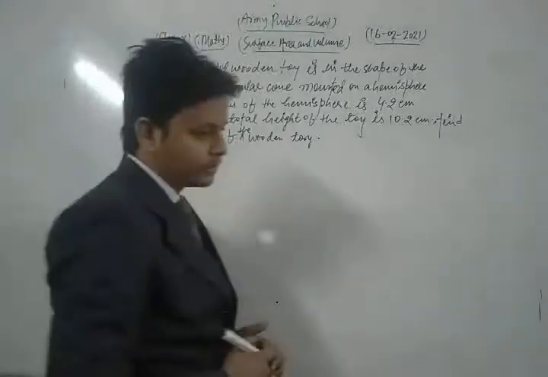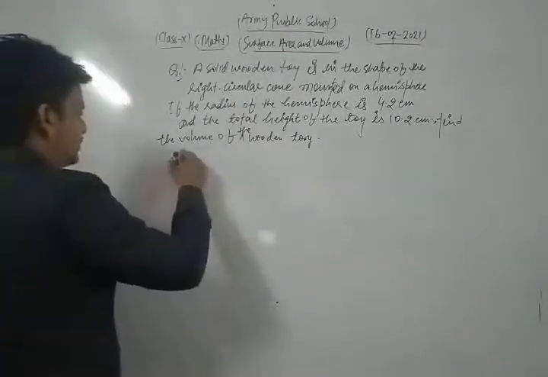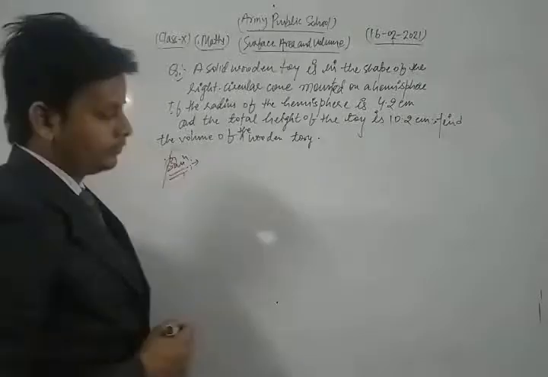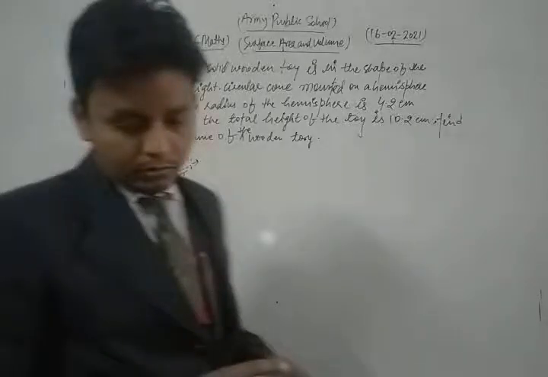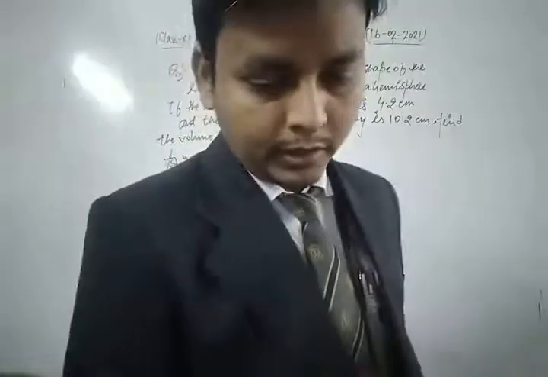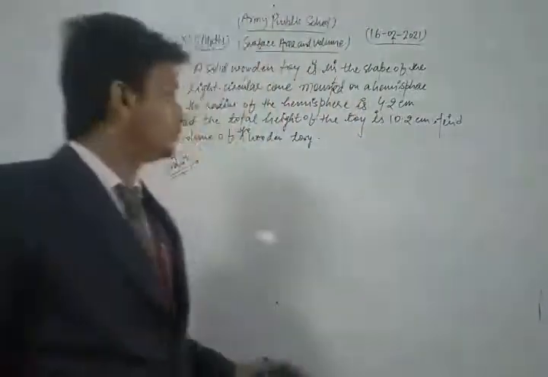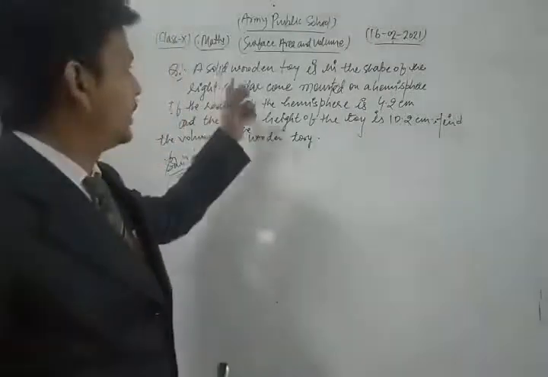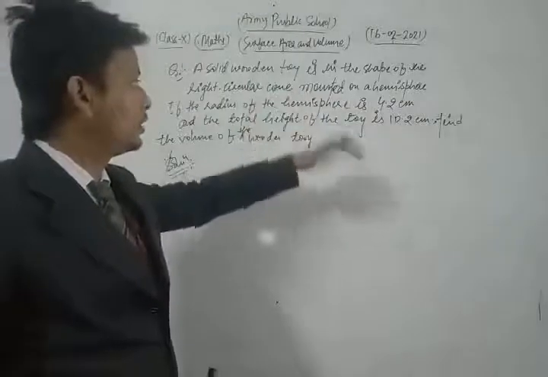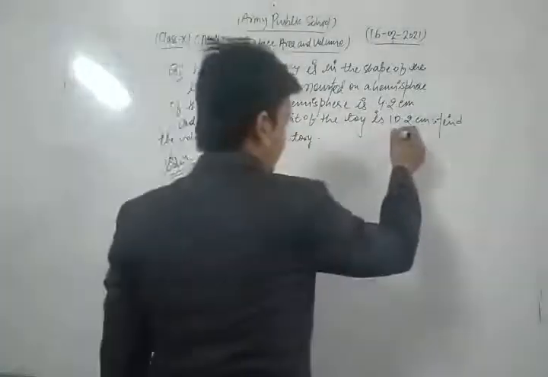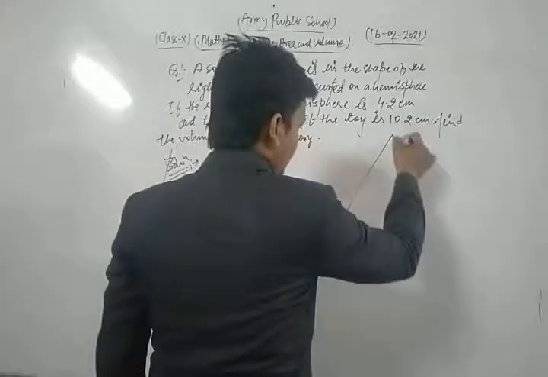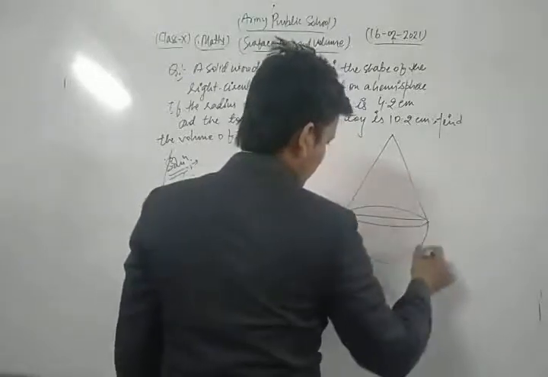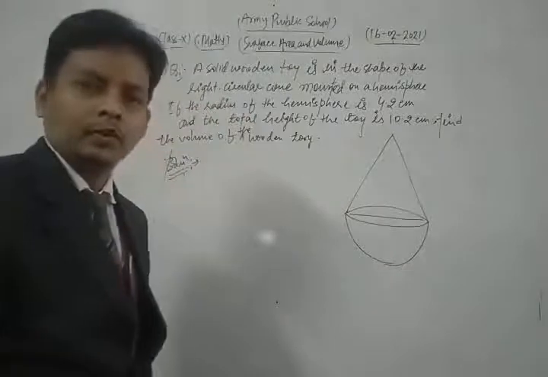What is the process to solve that type of question? First of all, in that type of question, we form the figure. Here, a solid wooden toy is in the shape of a right circular cone mounted on a hemisphere. So we form the figure in this way. Your toy is in the shape of a cone mounted on a hemisphere. This is the shape of the wooden toy.